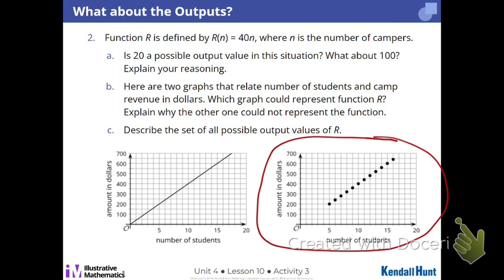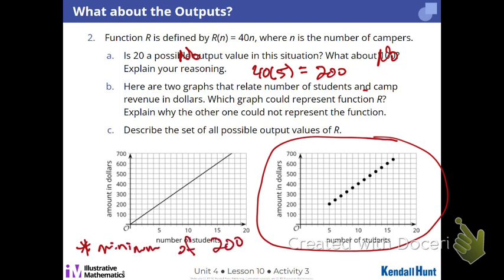Is 20 a possible output? No. What's the lowest output we could have? 200. So 20 is not an output. What about 100? No. The reason why is $40 per person, you need at least 5 people. So the minimum is 200. I'm going to write that down here. Minimum of 200. Okay, and then does it just go on forever? No. After the minimum of 200, what has to happen? 16 times 40. So the maximum of 640. And is it all values in between?